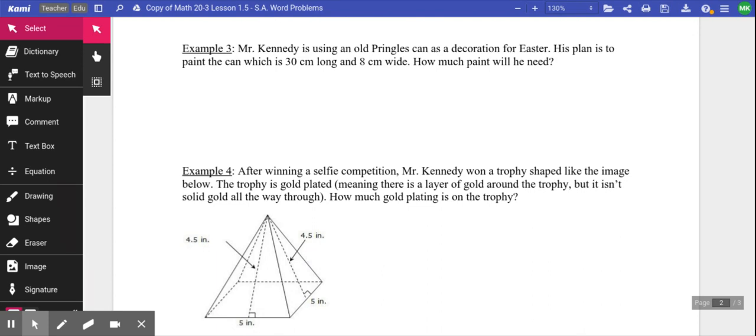Mr. K is using an old Pringles can as decoration for Easter. His plan is to paint the can, which is 30 centimeters long and 8 centimeters wide. How much paint will he need?